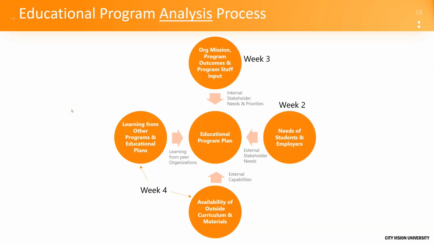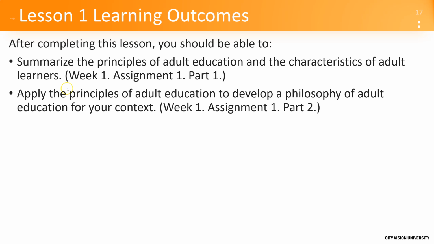Now, that's a summary of the big picture of this course. I want to just give you an overview of week 1 learning outcomes. So in this week, one of your assignments is going to basically be summarizing the principles of adult education and the characteristics of adult learners. And then to apply the principles of adult education to develop a philosophy of adult education for your context.